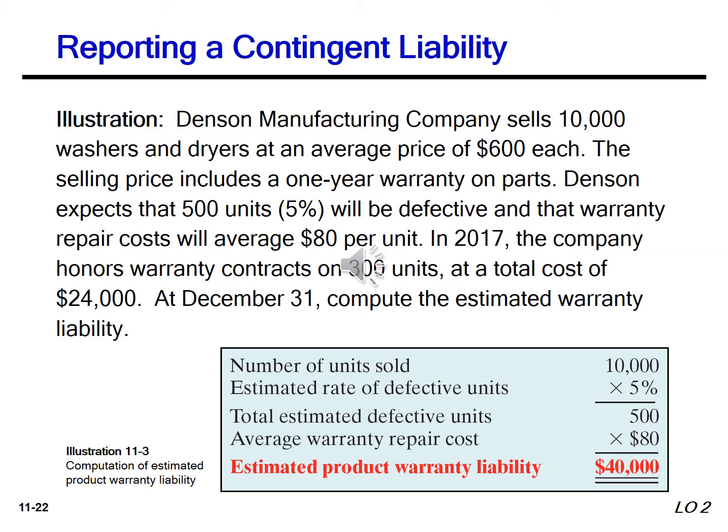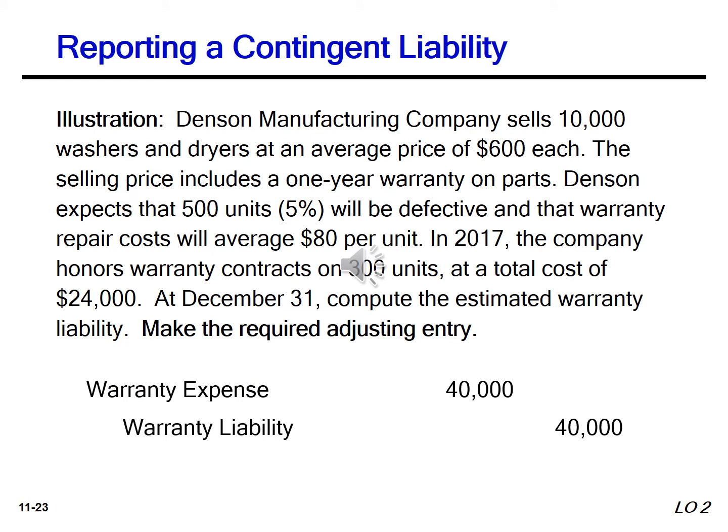So what they've done here, they took the number of units sold, which is 10,000. They estimated the rate of defective units, as given in the question, 5%. That gives us a total estimated defective units of 500 units, and the average warranty repair cost of $80. So multiplying those two figures, we'll get the estimated product warranty liability of $40,000.